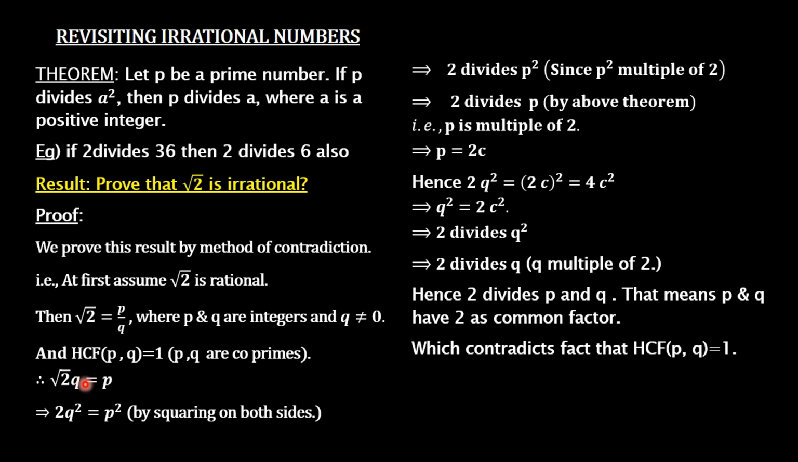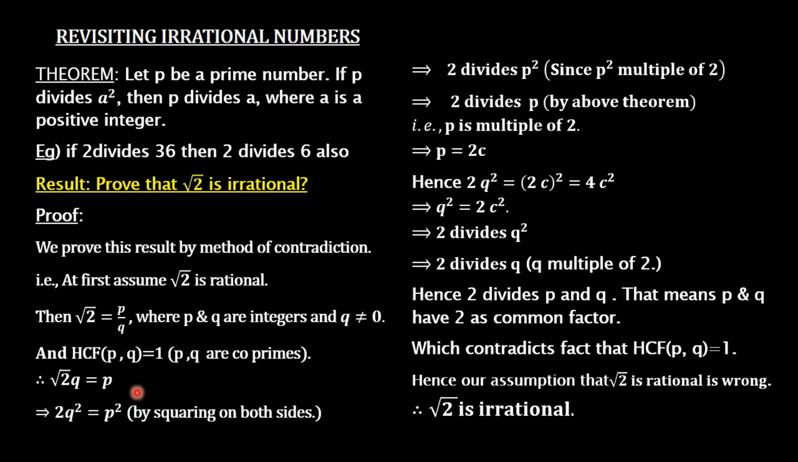So what was our assumption? The highest common factor among P and Q is 1. But we get one more common factor, that is 2. So our assumption is wrong. That is, what is our assumption? Root 2 is rational. So our assumption that root 2 is rational is wrong. So what can we conclude? Root 2 is an irrational number.